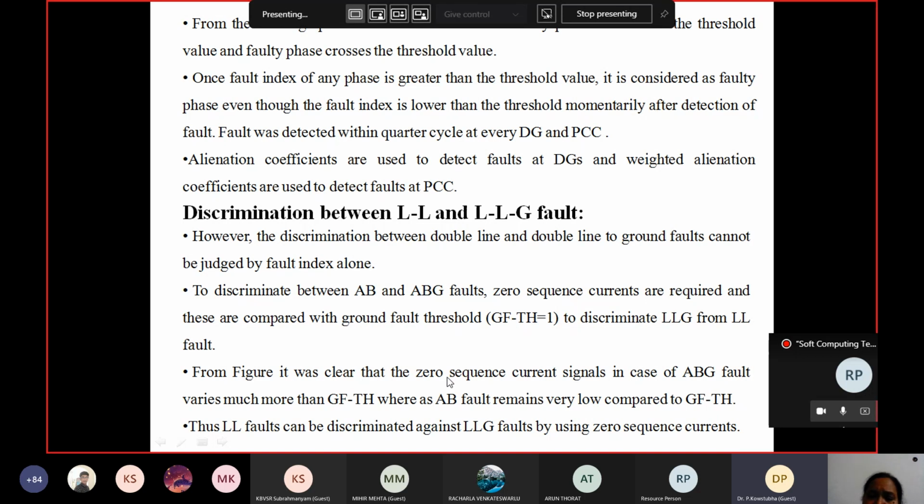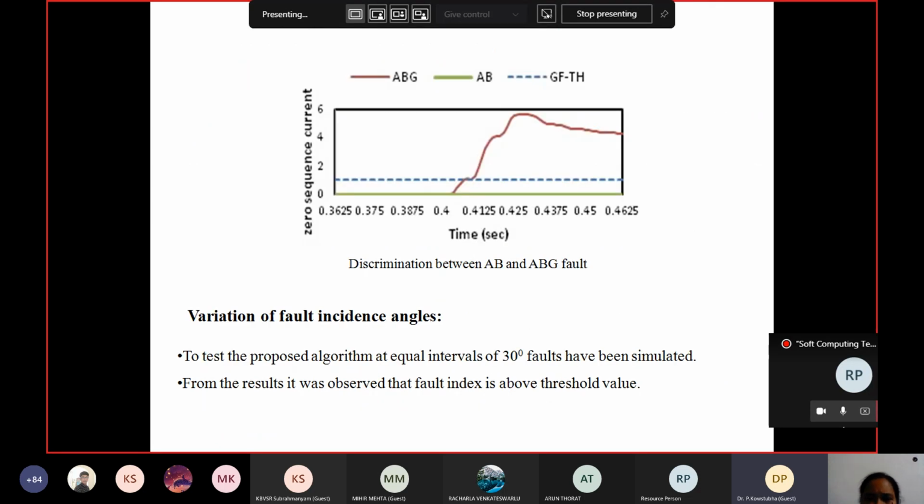That means if we plot a graph for these values, see this graph. After plotting these, this is the threshold value of zero sequence currents, and ABG fault and AB fault. ABG is the red line above the threshold value. AB fault is just below the threshold value. By just plotting zero sequence currents, we can easily discriminate or differentiate double line to ground or double line fault.